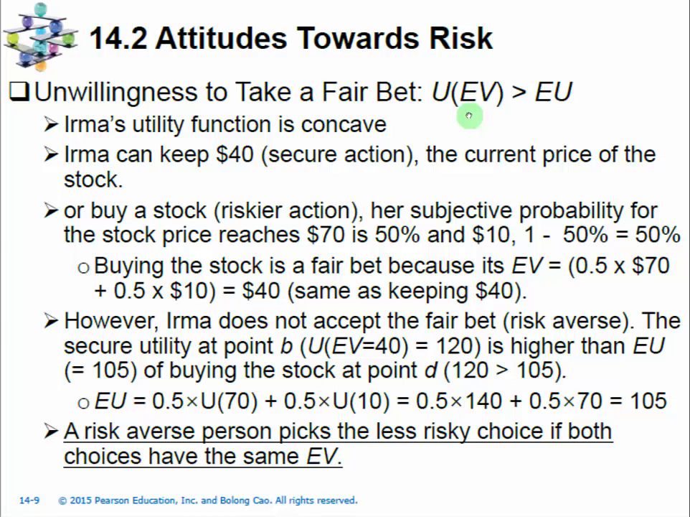Using the idea of expected utility, we can actually classify decision makers' risk preferences into 3 categories: risk averse, risk neutral, and risk loving. Let's look at risk averse first.